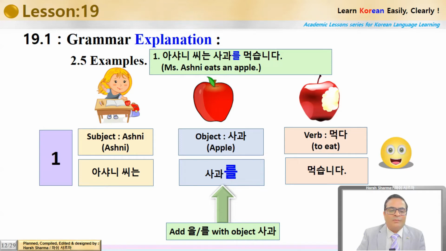So how will the sentence be made? Find out, where is the object? Object is always a noun. It is sagwa here, apple. Add ul or rul. How can we add? See, is there a pachim in the final syllable or not? There is no pachim. Add rul and then make a sentence like Ashni shinan sagwaral moksamnida. Subject, object, and then verb. If you understand only this sentence, this object particle ul and rul is over.